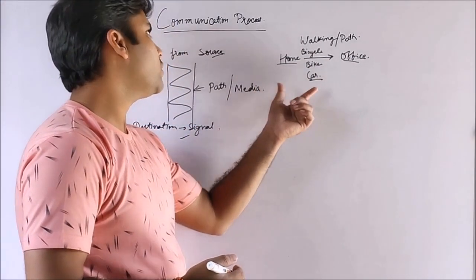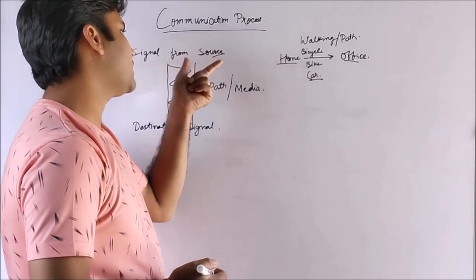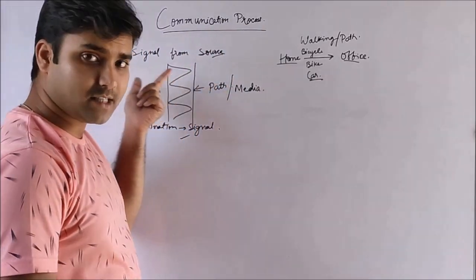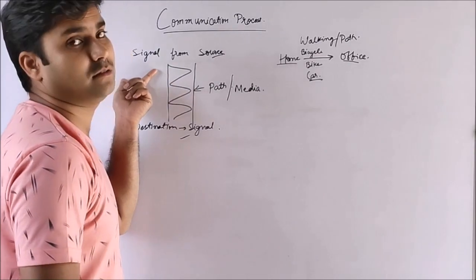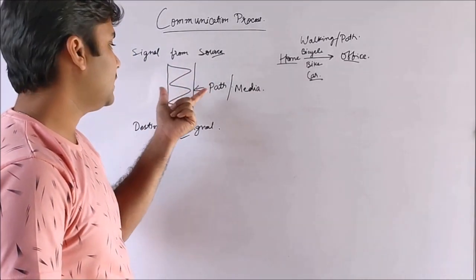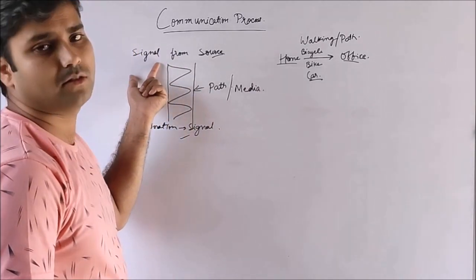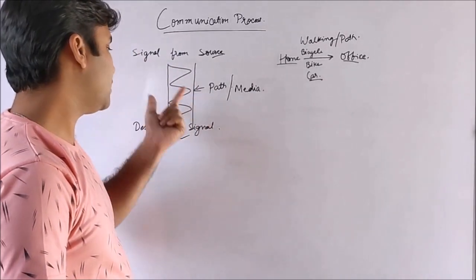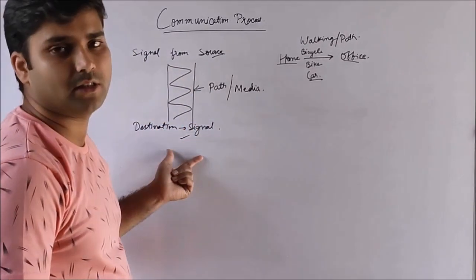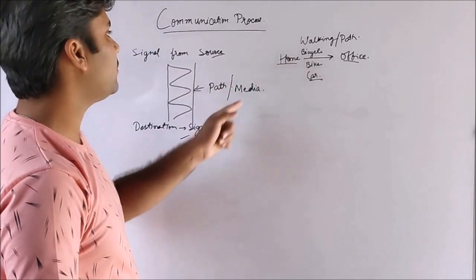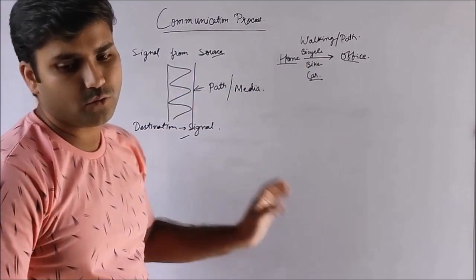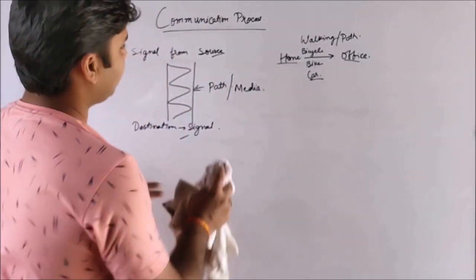So this communication process requires a source to generate a signal, to generate a message, then a path for this signal to travel to reach the destination. So this is all about the communication process.